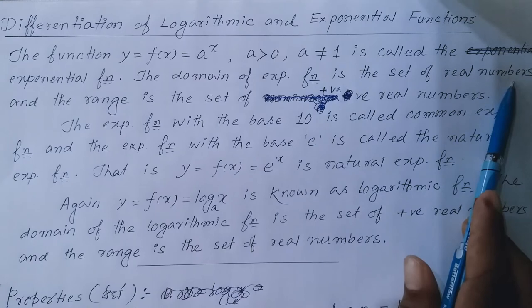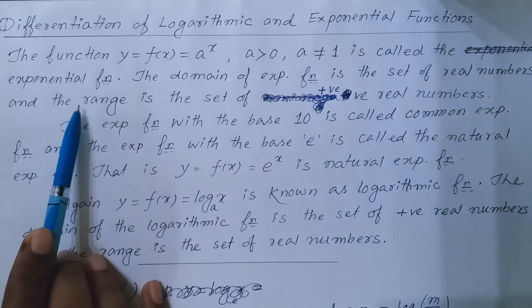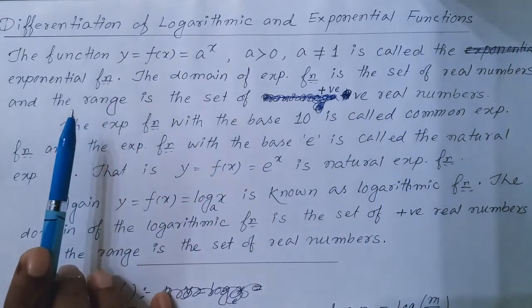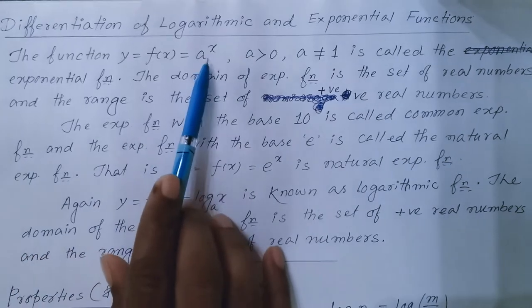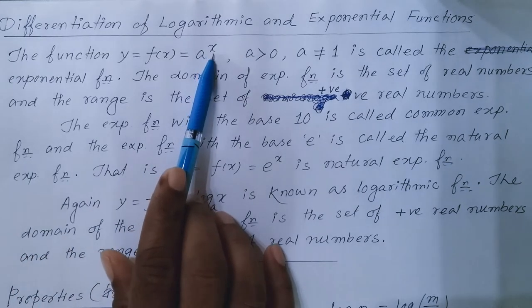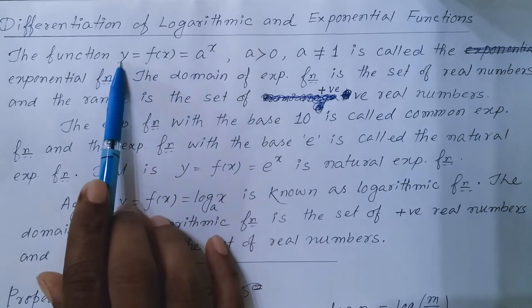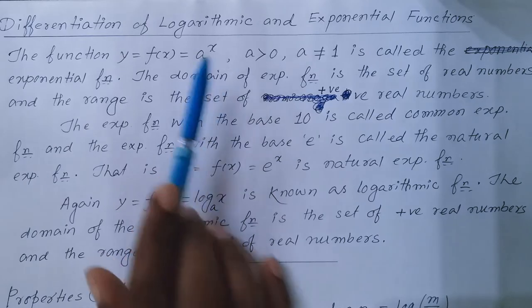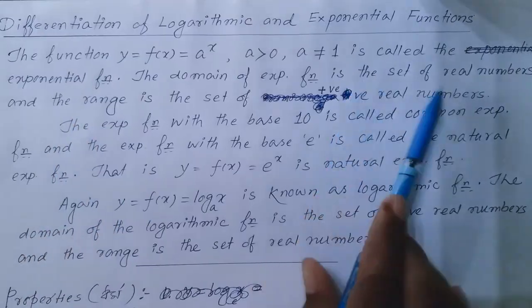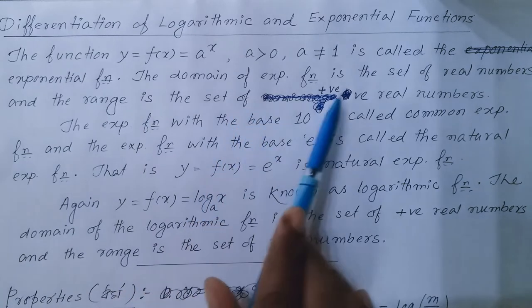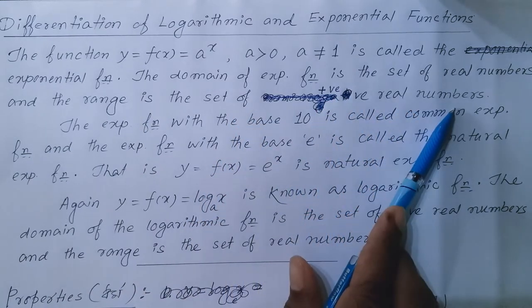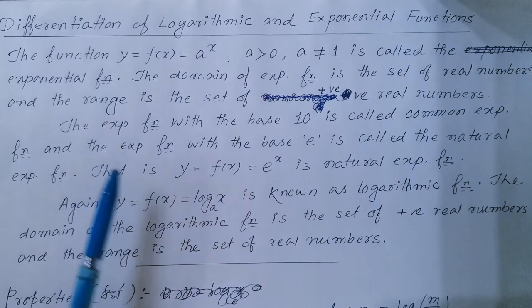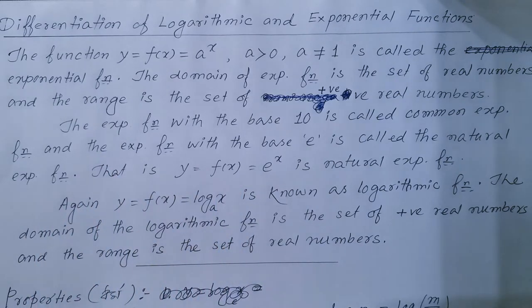And the range? The range is the set of images. Whatever the value of x is, the image, that is the value of y, will always be a positive number. That is why you have to write here that the range of the function is the set of positive real numbers.